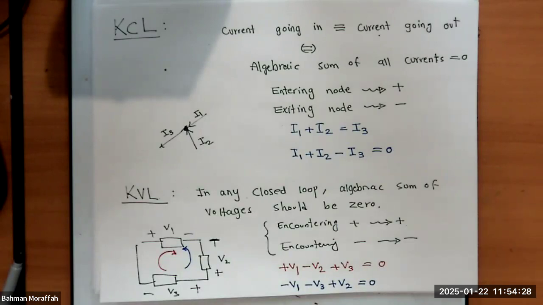As long as I hit a positive sign, I think of it as positive. Hit a negative sign, I think of it as negative. It does not matter what direction I choose, because it's just a matter of sign. It's a -1, as you can see over here. And since it adds up to 0, if I multiply both sides by -1, nothing would happen. Right?